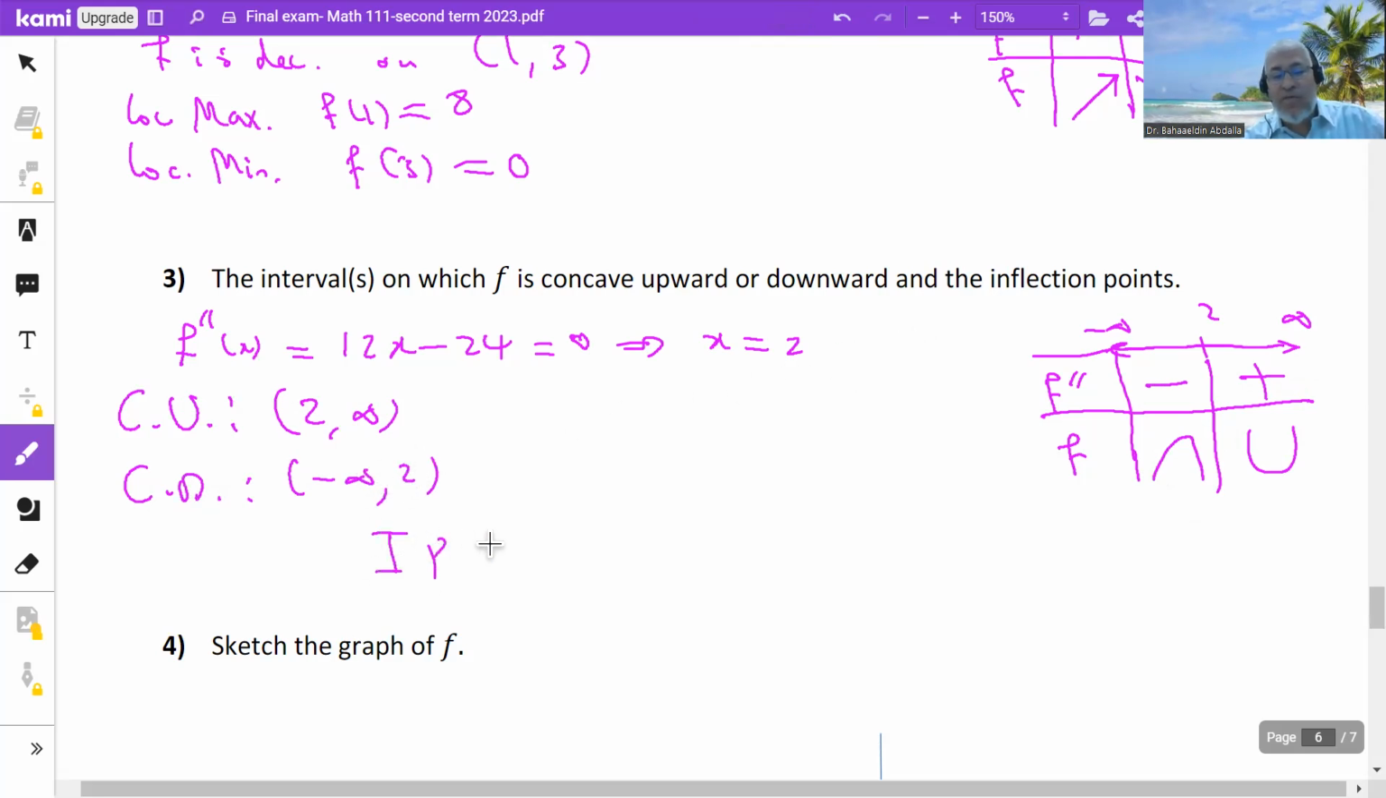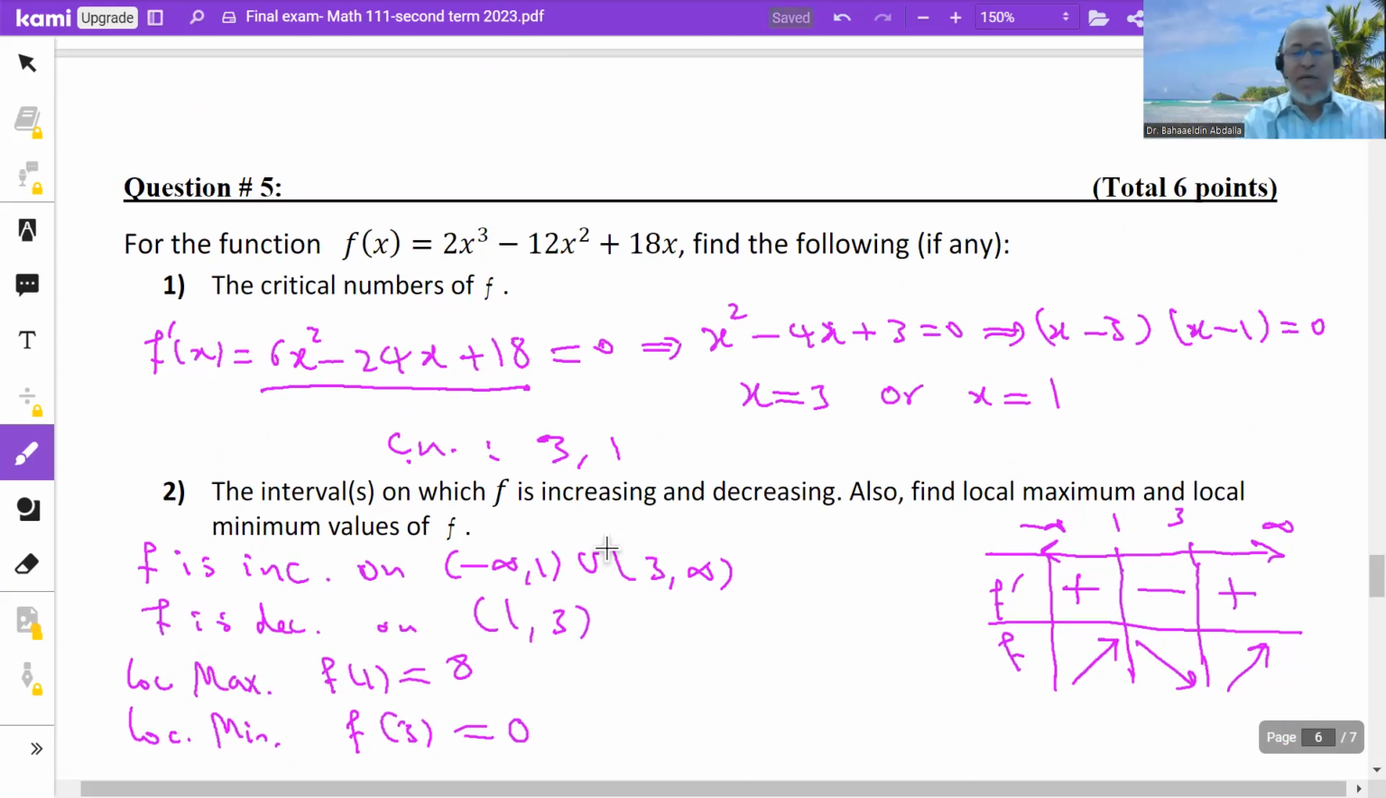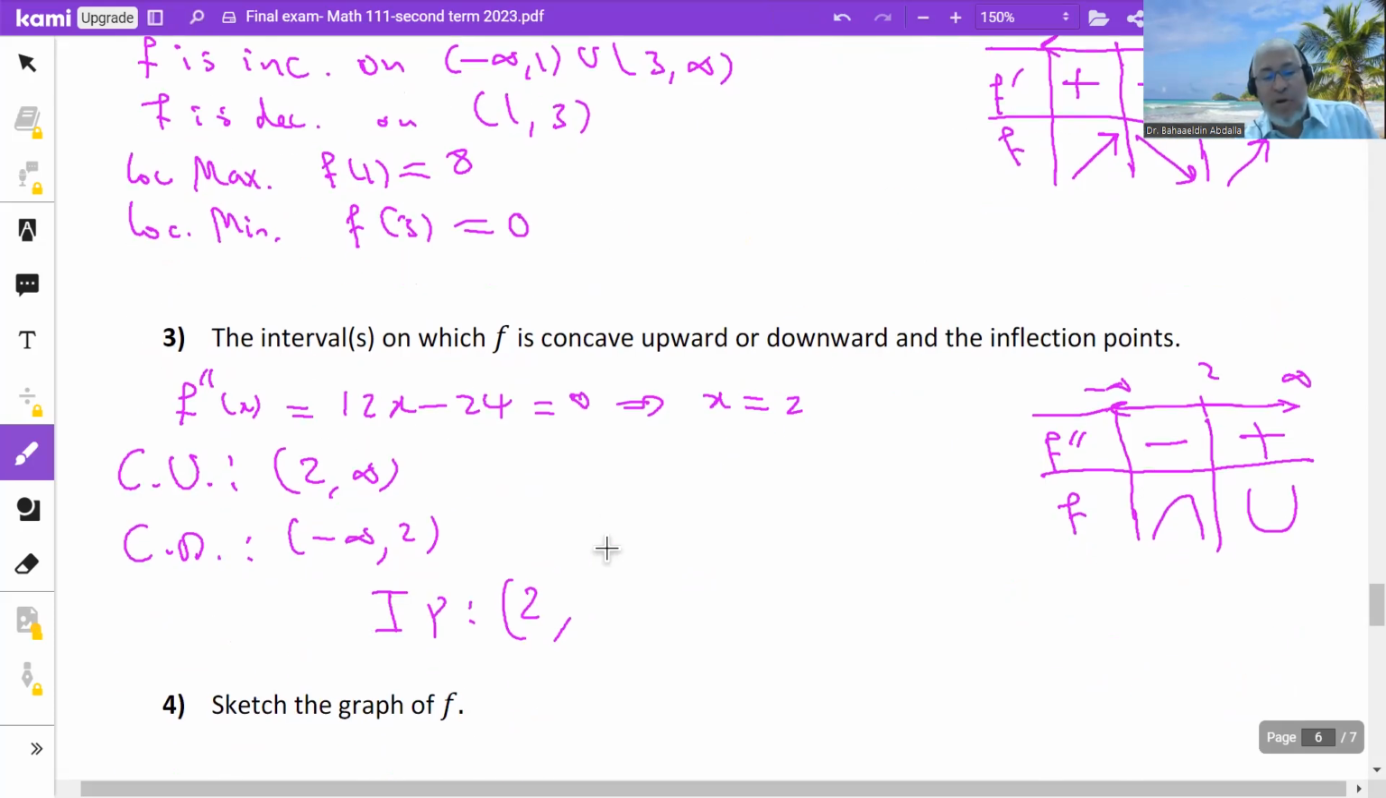Inflection points: an inflection point is a point where the function changes from concave up to concave down, or from concave down to concave up. So 2 and f of 2. To find f of 2, I go to f and replace x with 2: 2 to the power 3 is 8, minus 12 times 2 squared, that's 4, plus 18 times 2, and the answer is 4. So (2, 4) is an inflection point.